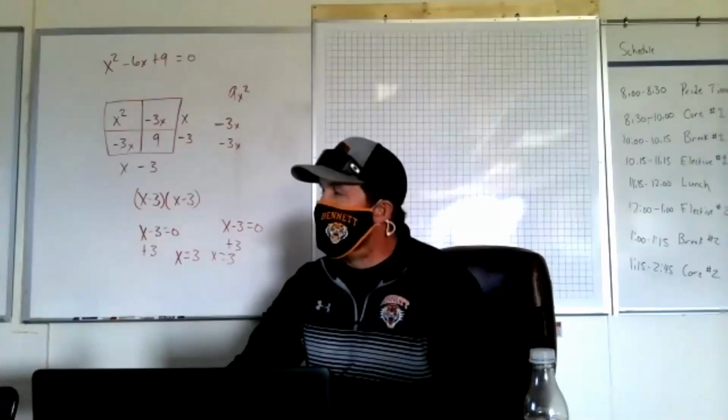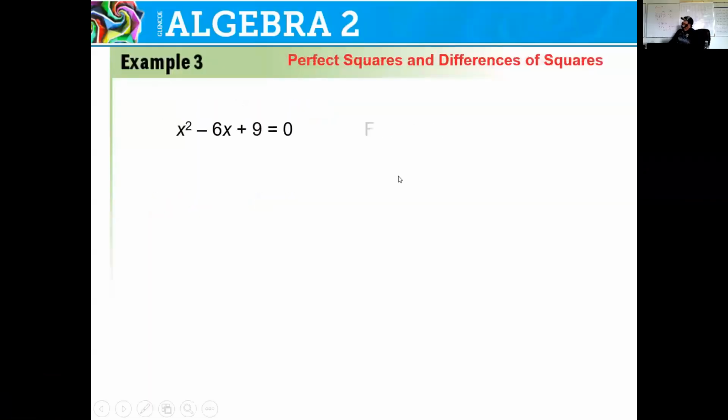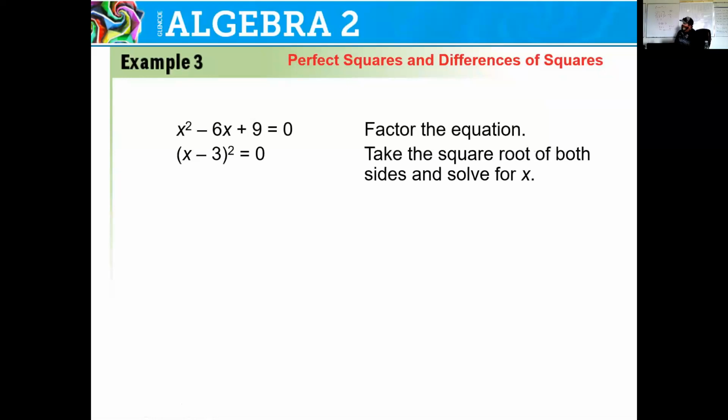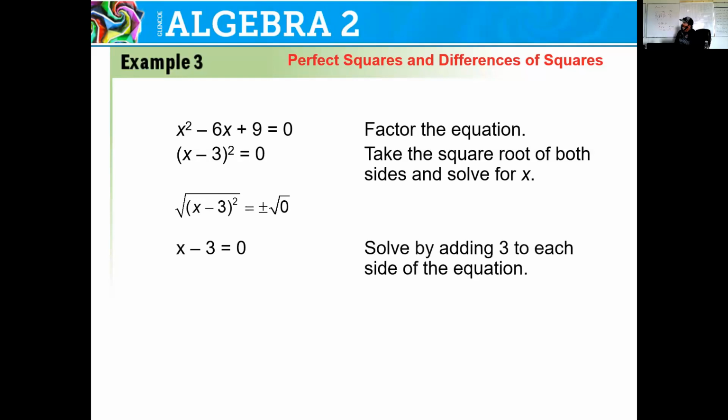The book just wants you to run with the perfect square trinomial. So x minus 3 squared, take the square root of that, x minus 3, solve for x, x is equal to 3. Okay, but like I said, the box method will work if you have a perfect square trinomial. It'll work if you have a value that's not a perfect square.